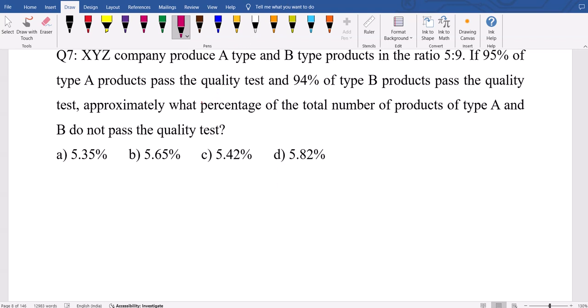Percentage related, in fact ratios are also involved. XYZ company produces A type and B type products in the ratio 5:9. If 95% of type A products pass the quality test and 94% of type B pass, what percentage do not pass? So first, what is the total number of products of type A and type B that do not pass the quality test?